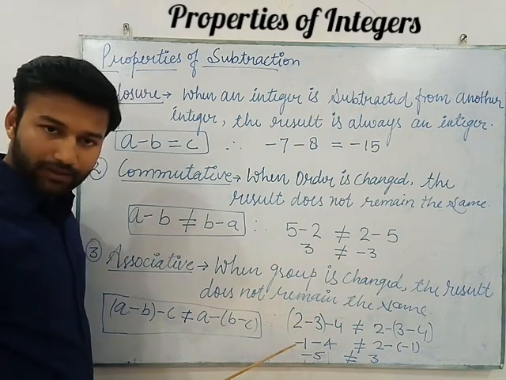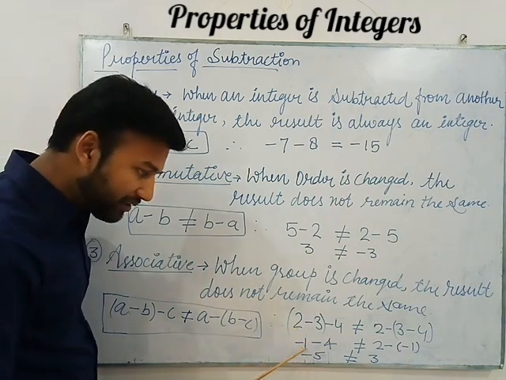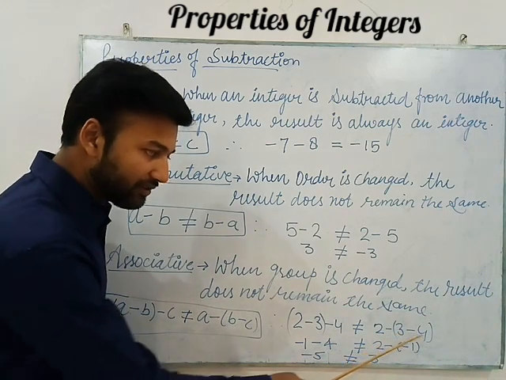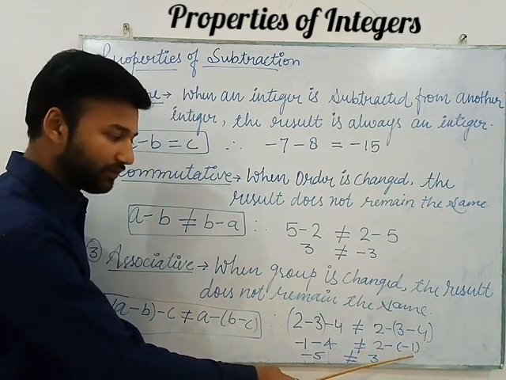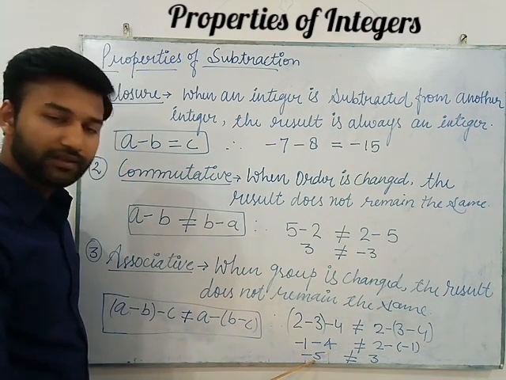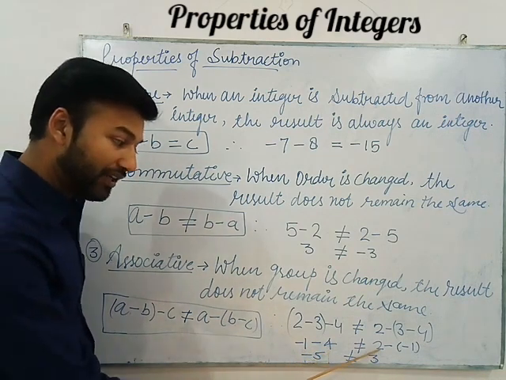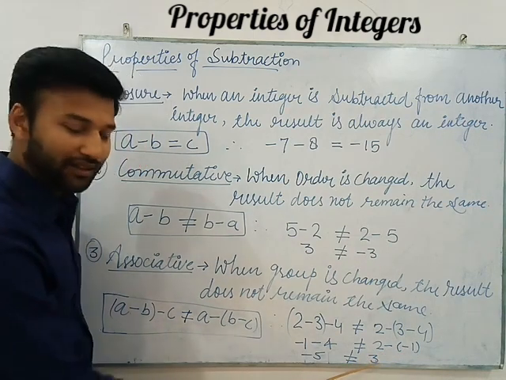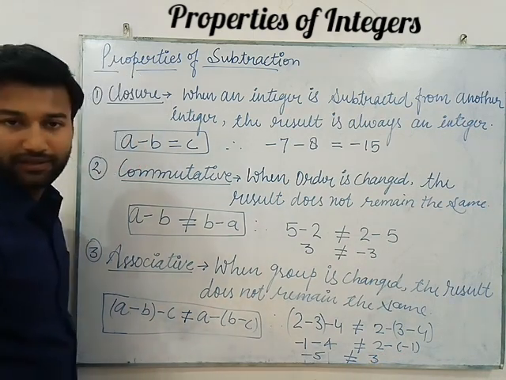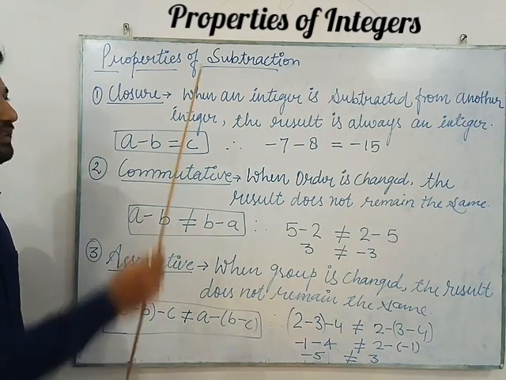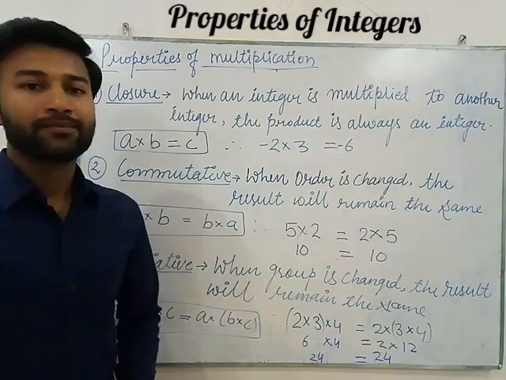First we will solve the bracket. 2 minus 3 is minus 1, and then minus 4. Here minus 1 and minus 4 is minus 5. Is it not equal to 3? Here 3 minus 4 is minus 1, so minus minus is plus, and 2 and 1 is 3. So both are different. That's why the associative property is not followed in the case of subtraction.